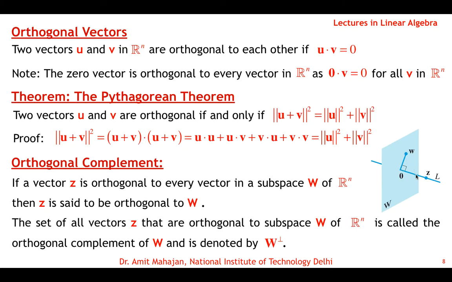And this is true for any arbitrary vectors that you take from the W space and the L line. So that means this W space is the orthogonal complement of the L line. Also, we can write that W perpendicular is equal to L, because W perpendicular is the orthogonal complement of W in the perpendicular direction. So we can write W perpendicular equal to line L, or L perpendicular is equal to W. They are orthogonal complements of each other.